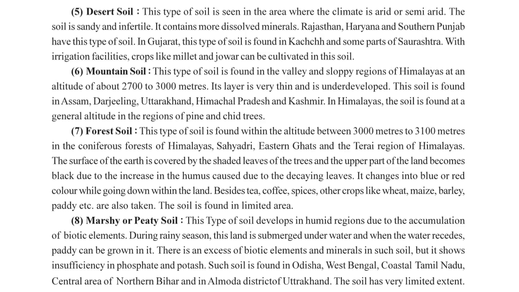Again, the northern part or northeastern part of India. The surface of the earth is covered by shed leaves of the trees, and the upper part of the land becomes black due to an increase in humus caused by the decaying leaves. Now they say that the topmost part, the surface, is covered by the leaves which are shed from the trees. The leaves cover the topmost part, plus the leaves decay, so humus is created. It changes into blue or red color while going down within the land.